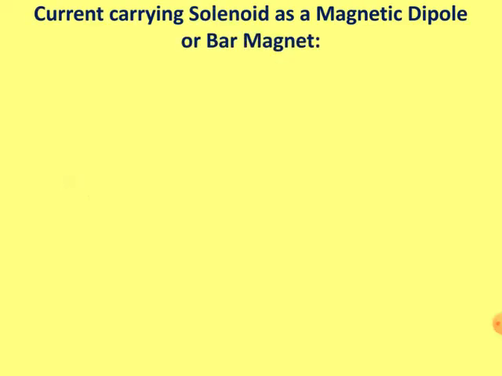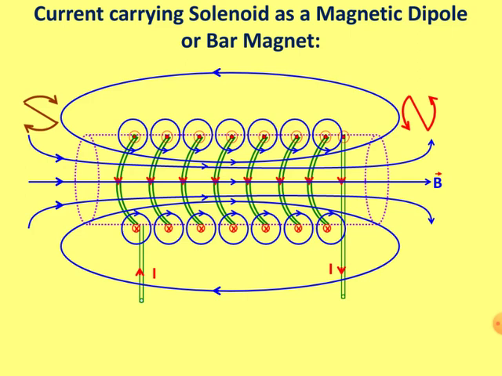Let's see about the current carrying solenoid, and we need to compare this current carrying solenoid with a bar magnet. In the case of a bar magnet, magnetic lines of force come out or originate from the north pole, and enter or terminate at the south pole, right? Just like that, in the case of a current carrying solenoid, magnetic lines of force will come out from a north pole and go toward the south pole.